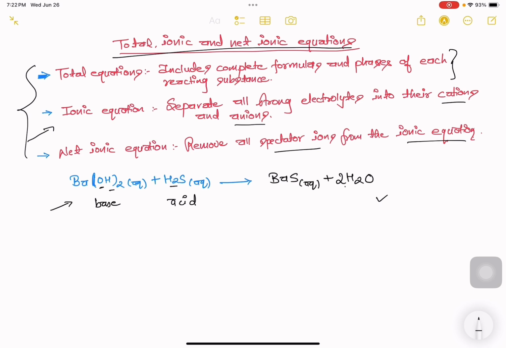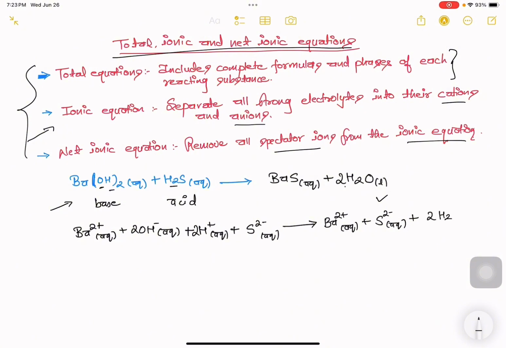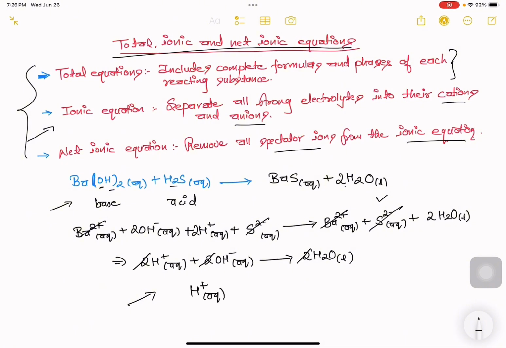Now how do we write the total ionic equation? This is the net ionic equation. Or you can remove this 2 and just write H plus and OH minus, that gives water.